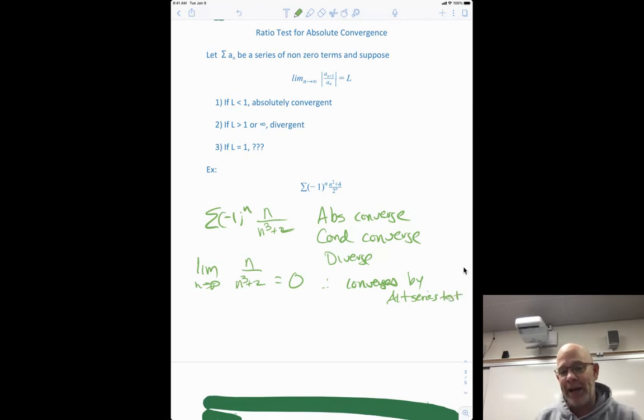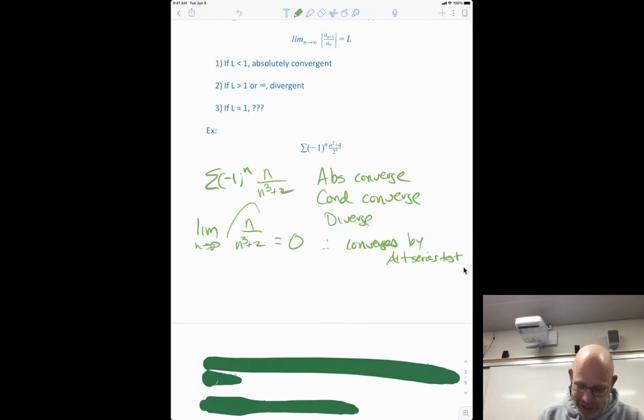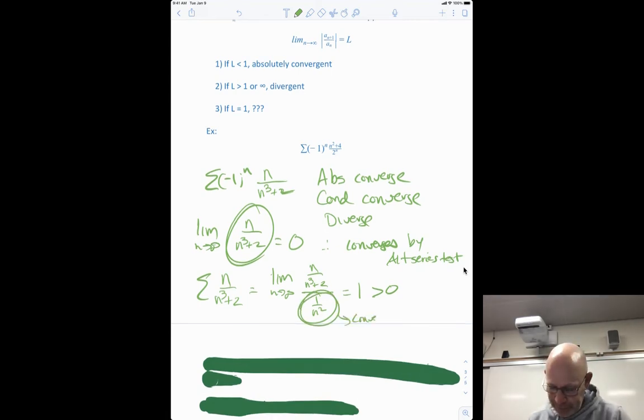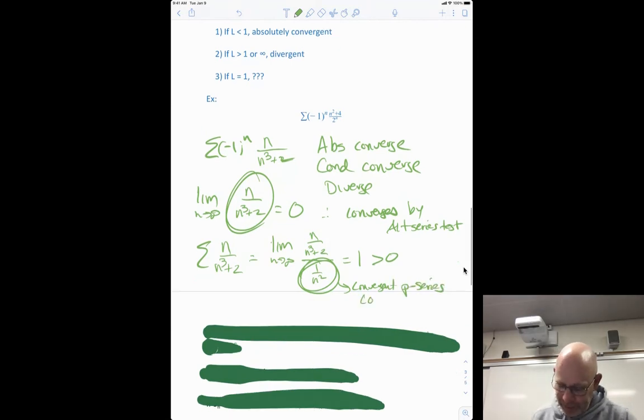Now I need to check the absolute value part of it, which means just that, so it's like doing this series. I'm not going to write it all up. Actually, could I do a limit comparison test? Limit as n approaches infinity of n over n cubed plus 2 over 1 over n squared. That equals 1, which is greater than 0. This is a convergent p-series, so this converges. And it converges absolutely. This is absolute convergence. So my answer to this question would be absolute convergence.